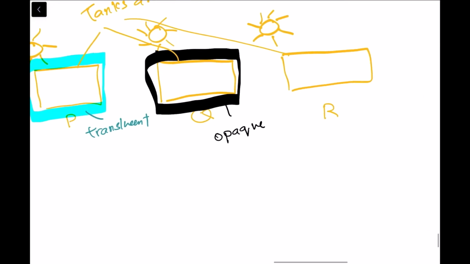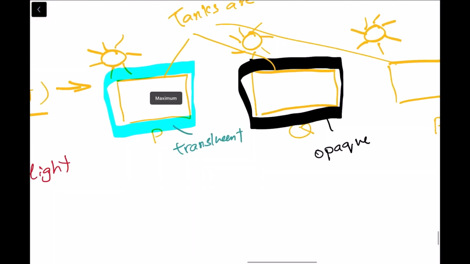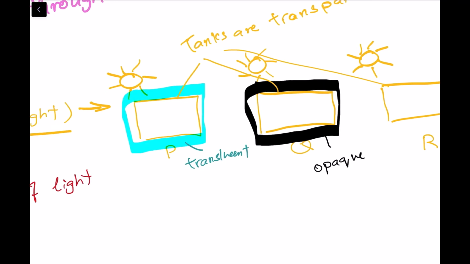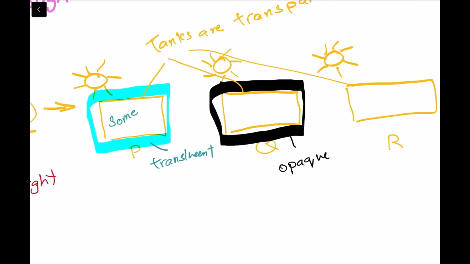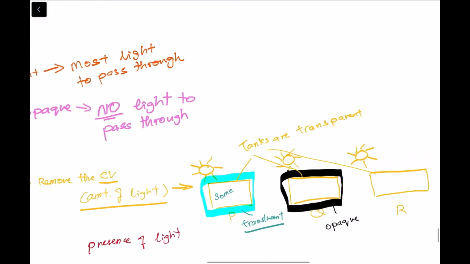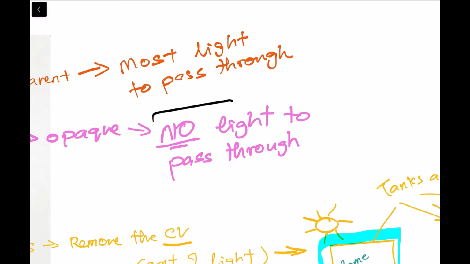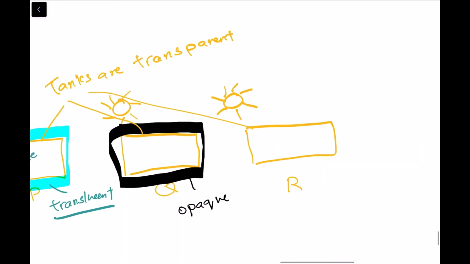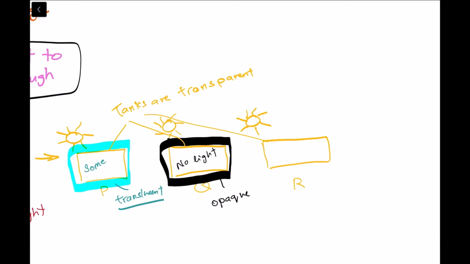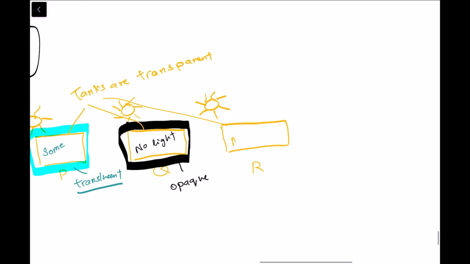Now the color of the text and the color of the highlighted region, just make sure that you take note of them. In setup P, we have a translucent piece of covering, so naturally some amount of light is able to enter the setup, because translucent materials allow some light to pass through. Setup Q is covered with an opaque piece of paper, and opaque materials or surfaces do not allow light to pass through. So in setup Q we would have no light. In setup R, since it's uncovered and the tank is transparent, it allows the most amount of light to pass through. So here we would have the most amount of light.